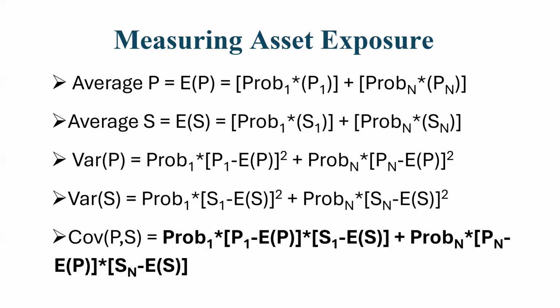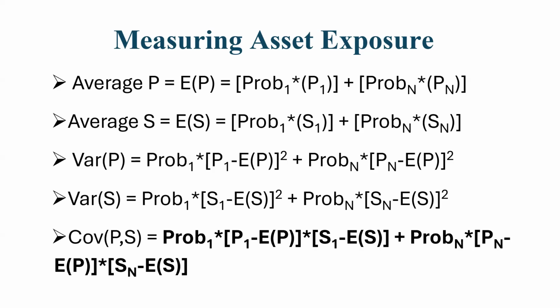Now that we have the expected asset value, E of P, and we have the expected exchange rate, E of S, we can calculate the variances. And the variances are simply the deviations from the expected values that are squared. Let's remember that you always square the deviation. So the deviation is, for each possible data point of the asset value, you subtract the expected value from it, right?